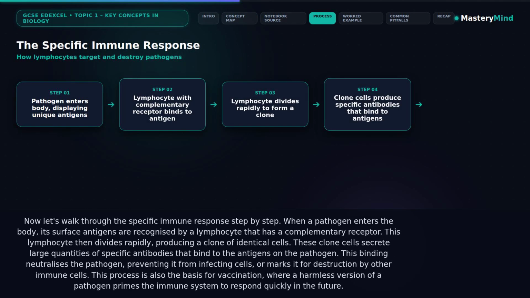Now let's walk through the specific immune response step by step. When a pathogen enters the body, its surface antigens are recognized by a lymphocyte that has a complementary receptor. This lymphocyte then divides rapidly, producing a clone of identical cells. These clone cells secrete large quantities of specific antibodies that bind to the antigens on the pathogen. This binding neutralizes the pathogen, preventing it from infecting cells, or marks it for destruction by other immune cells. This process is also the basis for vaccination, where a harmless version of a pathogen primes the immune system to respond quickly in the future.